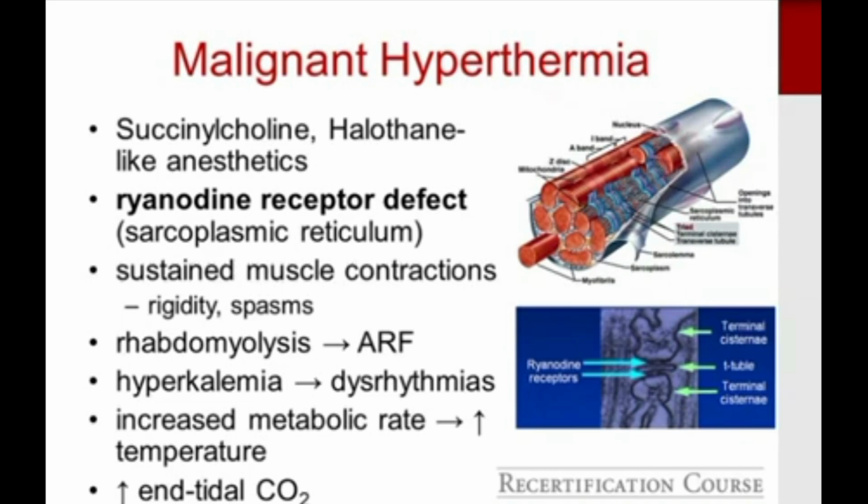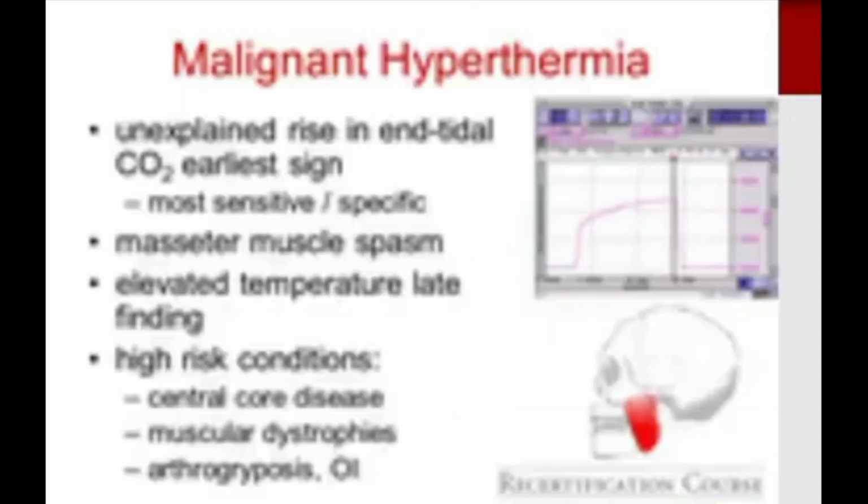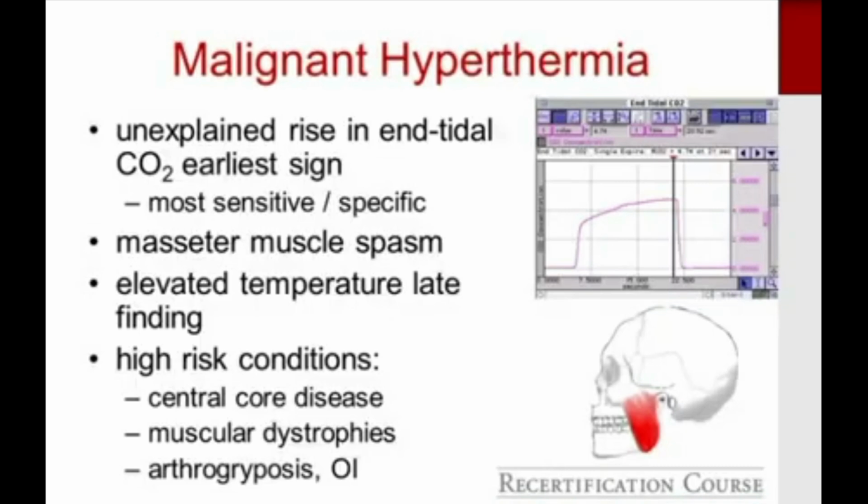The earliest sign is going to be actually end-tidal CO2 elevation. When the patient is breathing out, they have an increase in end-tidal CO2. Increased temperature is actually a late finding. So again, if you have an unexplained rise in end-tidal CO2, that's the earliest sign of malignant hyperthermia. It's the most sensitive and most specific.